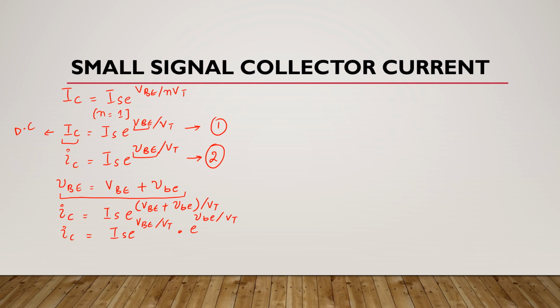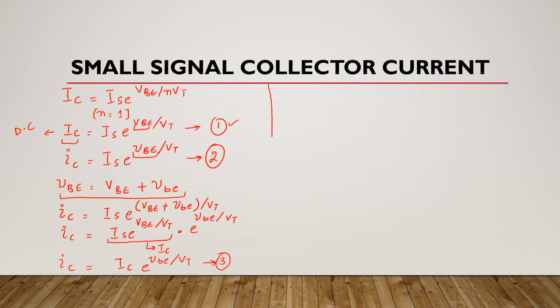Now we know that this whole term is equal to DC collector current, as you can see here in equation number 1. So now the instantaneous collector current is equal to DC collector current multiplied by e raised to the power AC base to emitter voltage divided by thermal voltage. Now this is equation number 3.